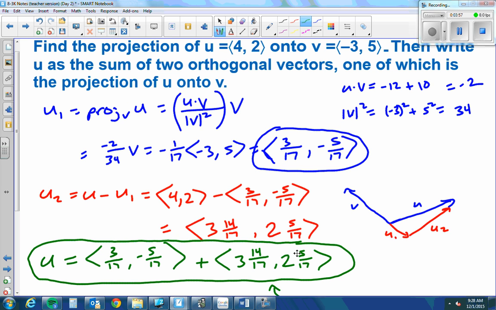And so you can check that. You should check, make sure the first one's parallel. That's easy. What's the slope of V? -5/3, right? The slope here is -5/3. Well, obviously this also works out to -5/3 for the slope. Now this is supposed to be orthogonal, so it's supposed to be opposite reciprocal, so it should be positive 3/5. That's less obvious. I'm not going to bother trying to check it.